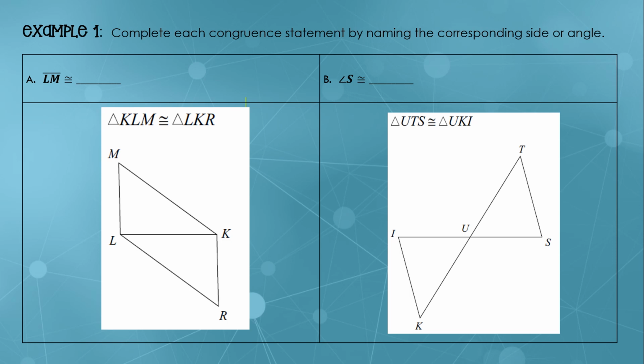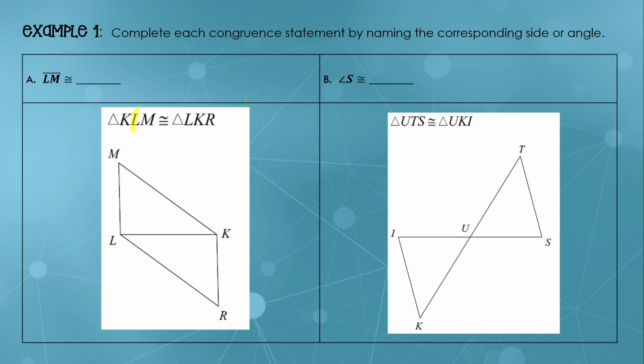Don't tell me an angle, which is measured in degrees, is equal to a segment, which is measured in units. That does not make sense. So what you're going to want to do is use that congruence statement. I'm focused on LM because that's what it's saying. LM is congruent to what? So look in your triangle congruence.